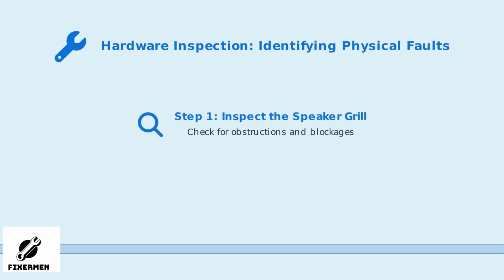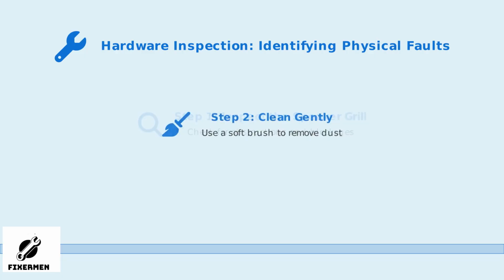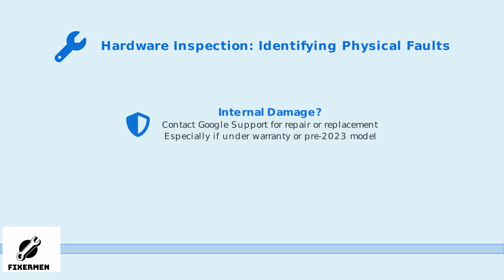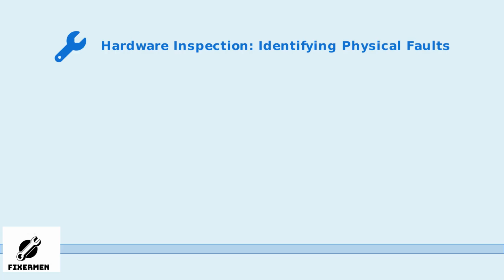To begin inspection, carefully examine the speaker grill on your Nest Cam for any visible obstructions or blockages that could impede sound. If you find dust or debris, gently clean the grill using a soft brush. Avoid using water or harsh chemicals to prevent damage. If you suspect internal damage or cleaning doesn't resolve the issue, contact Google support. Devices under warranty may qualify for repair or replacement, particularly older models from before 2023. Regular inspection and maintenance of your Nest Cam's hardware can help prevent speaker issues and ensure optimal performance.